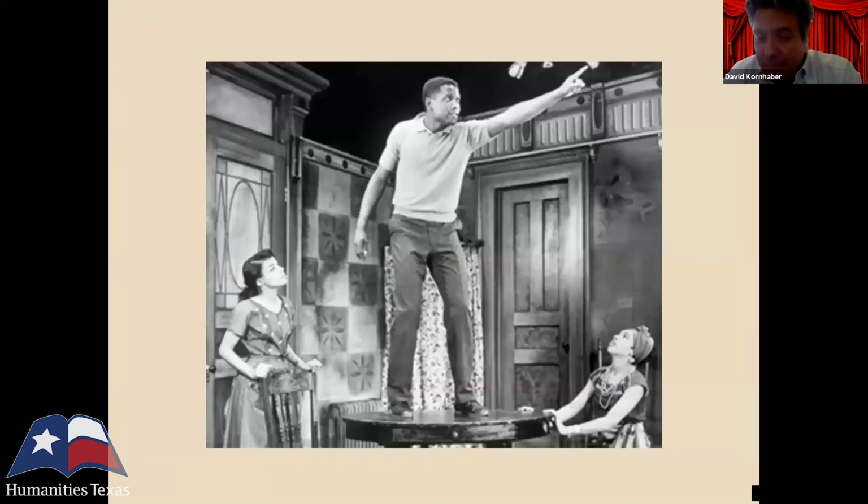Here we have a scene from A Raisin in the Sun where the Youngers have to decide how they're going to use the inheritance money. The whole play is about deciding what they're going to do with this money and what it's going to mean for them as a family. It's about making huge decisions.